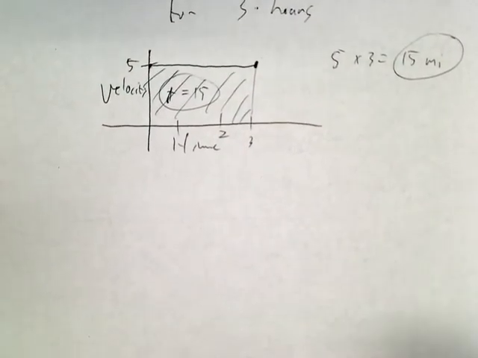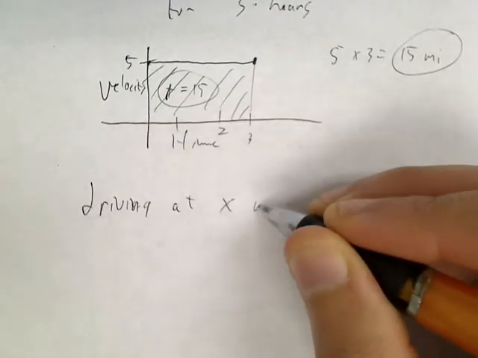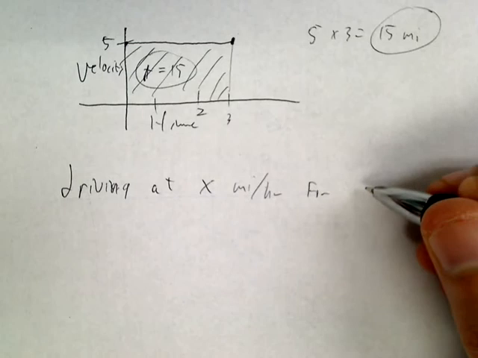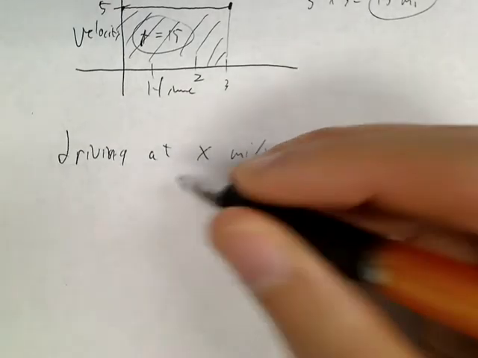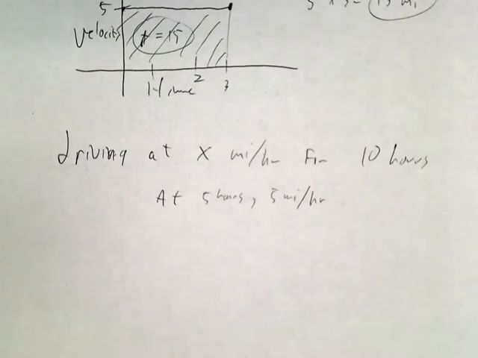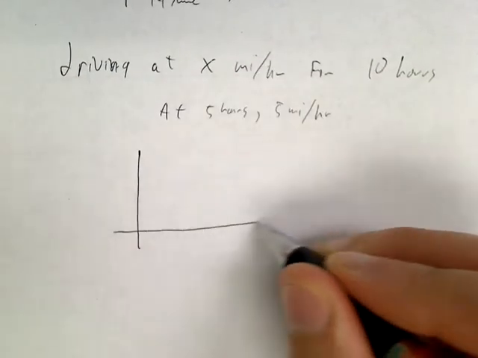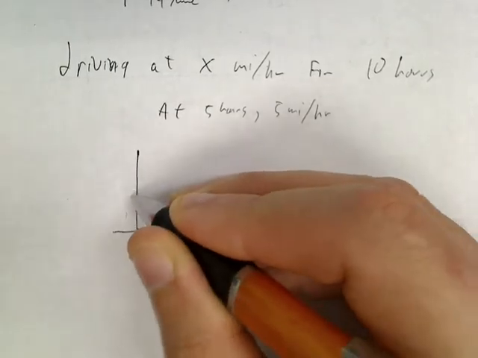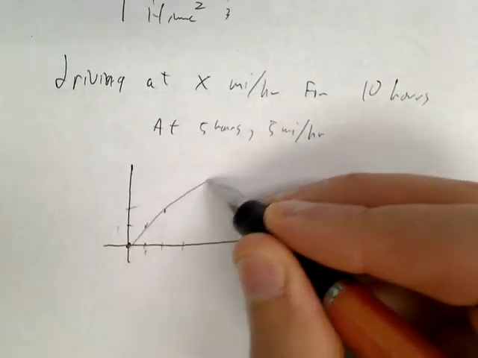Let's say I'm driving at X miles per hour for, I don't know, 10 hours. So let's say at 5 hours, I'm going 5 miles per hour. So the number of hours is the same as the velocity. So my graph is going to be a little more interesting. At 0, it's 0. At 1, it's 1. At 2, it's 2. At 3, and so on, all the way up to 10. So this is my graph.